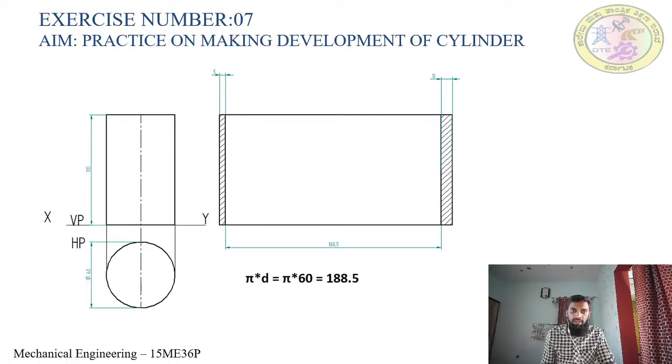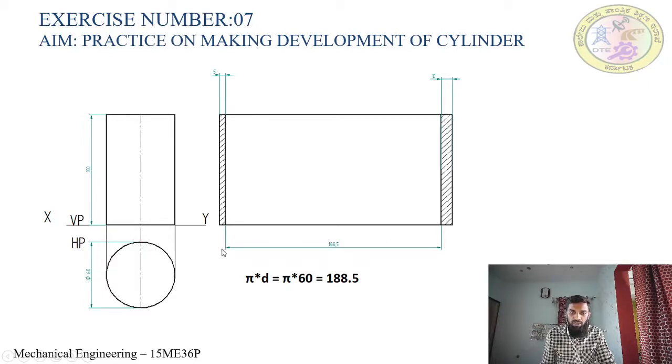We shall go to the hands-on experience, that is exercise number 7. The aim of this experiment is to make the development of cylinder. See, in order to develop the cylinder, we need to draw the orthographic views of a cylinder. Initially, we need to draw the circle for a given diameter, that is 60, and the height of the cylinder is 100 mm. And on the same XY line, if we project this vertical view, that means front view of the cylinder, it becomes the development.